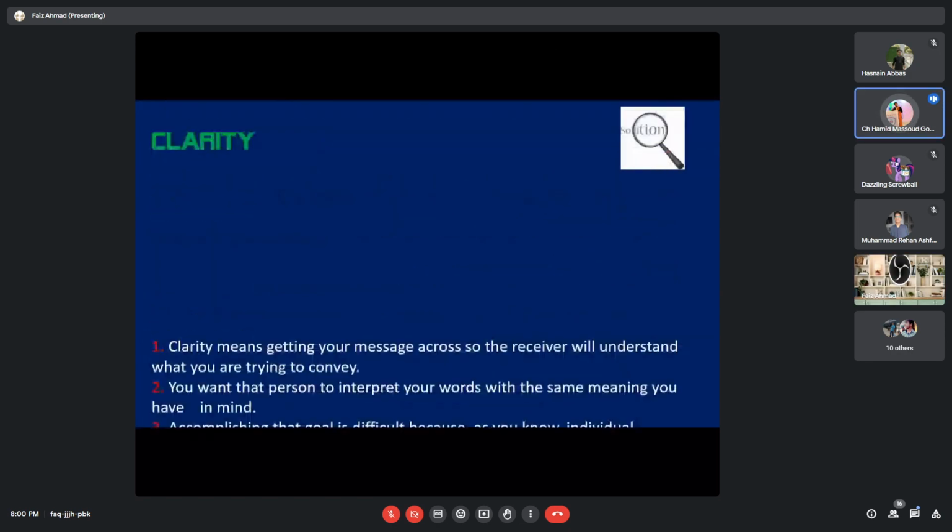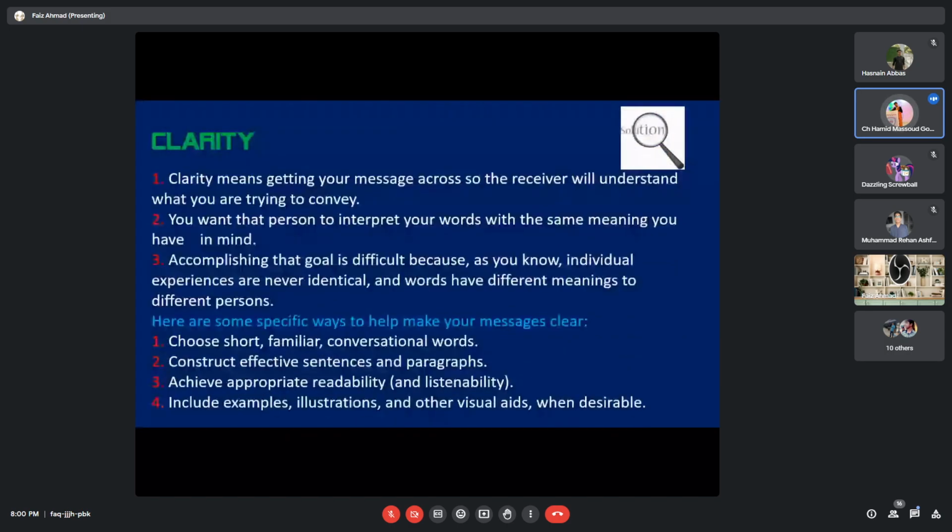Clarity. Your message should be clear. There should be no vagueness in your message. There should be no doubt. There should be no confusion. Clarity means getting your message across so the receiver will understand what you are trying to convey.